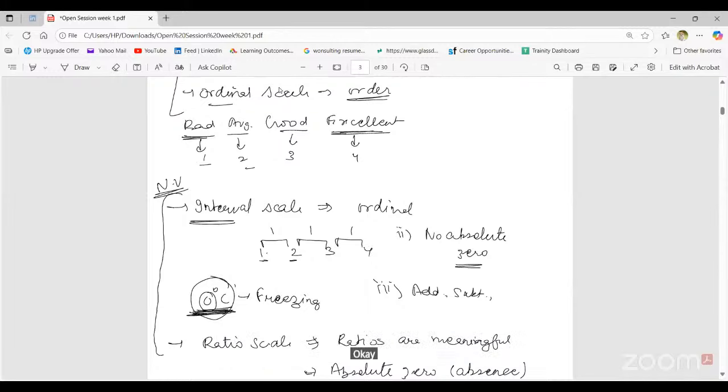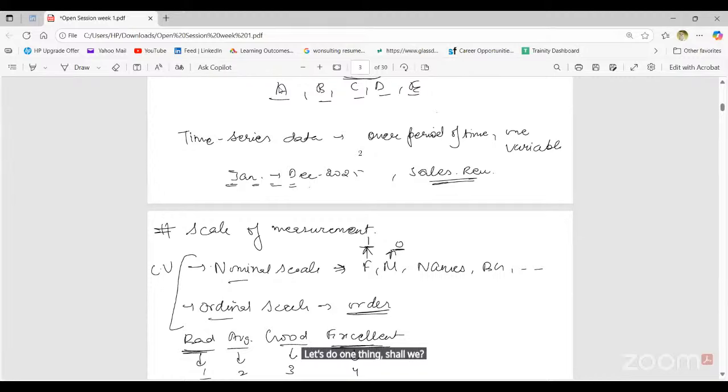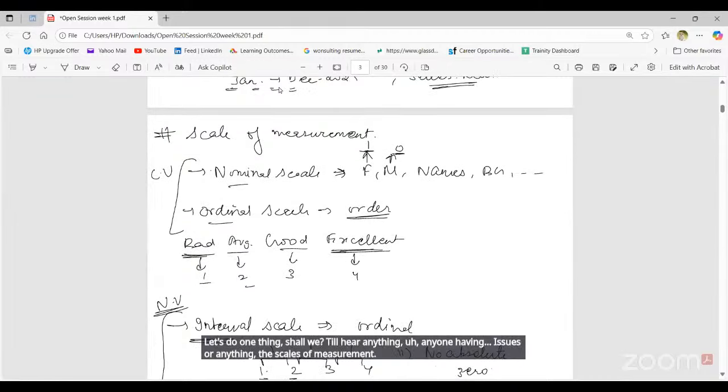Okay, so let's revise the whole thing once again, speedily. Okay, let's do one thing. Shall we? Till here, anything? Anyone having any issues? No issues, ma'am. Can you just give an example of a ratio scale of measurement?